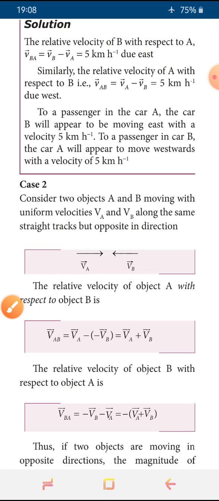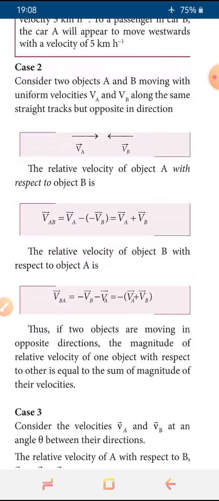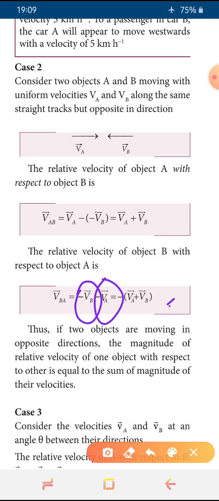And the relative velocity of object B with respect to object A, we can write the formula: vba vector is equal to minus vb minus va, that is equal to minus of va plus vb. So this is the velocity of object B with respect to object A. Okay, suppose two objects are moving in opposite directions, it means the magnitude of the relative velocity of one object with respect to the other is equal to the sum of the magnitudes of the velocities. When we add those two, whatever answer we get, the resultant is equal to that.